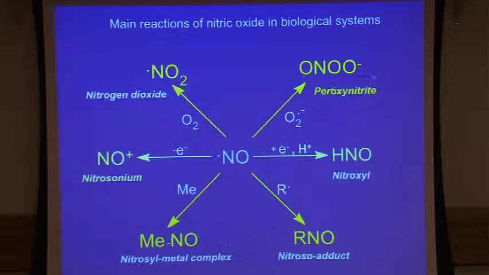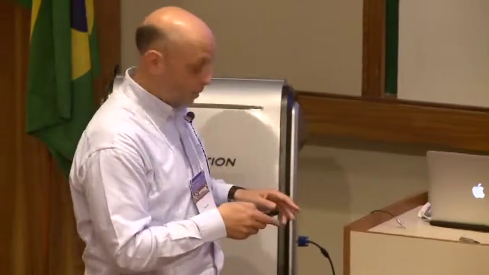This will lead to nitration reactions, and this will lead to nitrosation reactions. So we are talking about oxidation, nitration, nitrosation. We will define these in a little bit more detail. And when it gets to nitrosation and nitration, I'm specific on this because in the literature there is a big confusion about these two terms. And these reactions come from nitric oxide-derived intermediates. Okay?